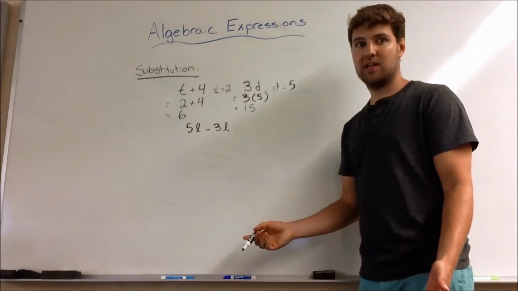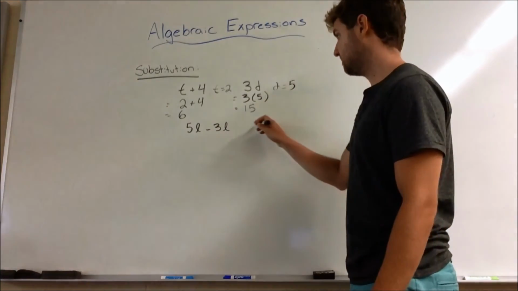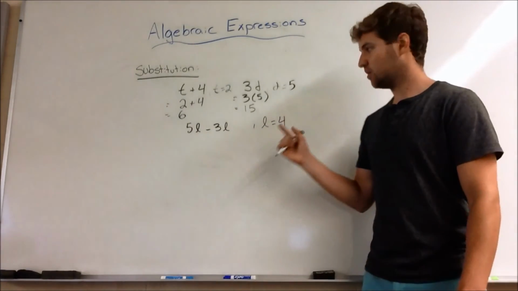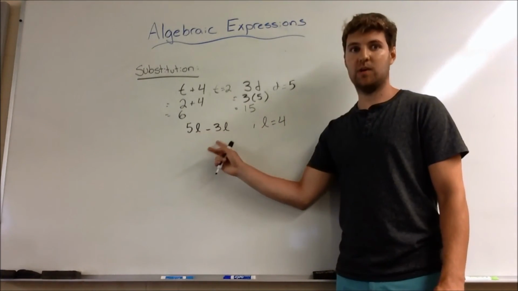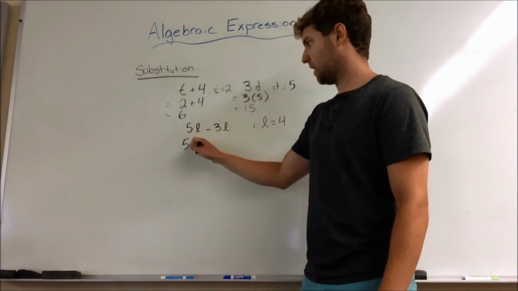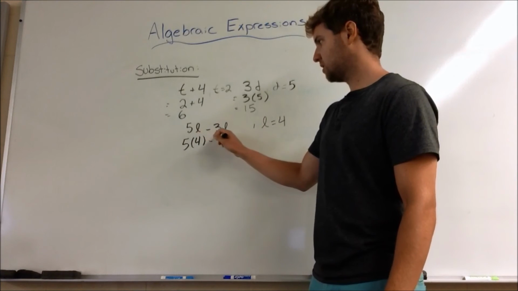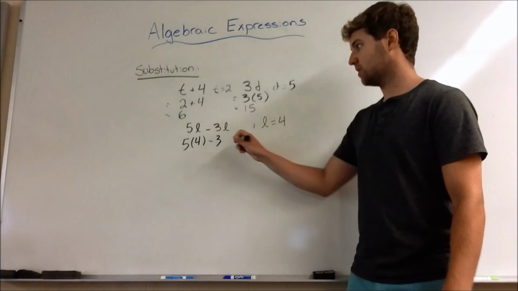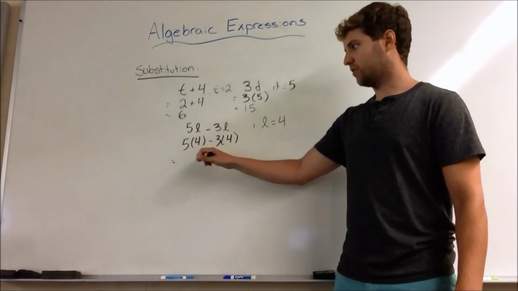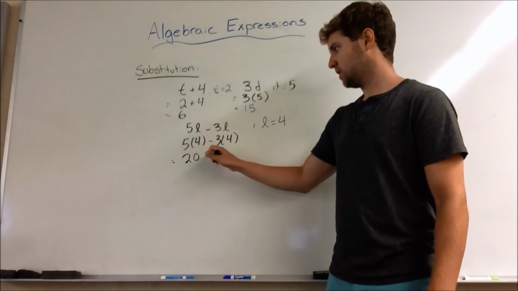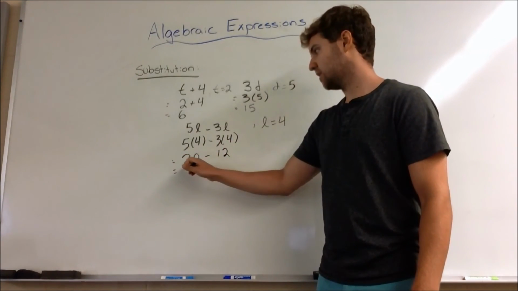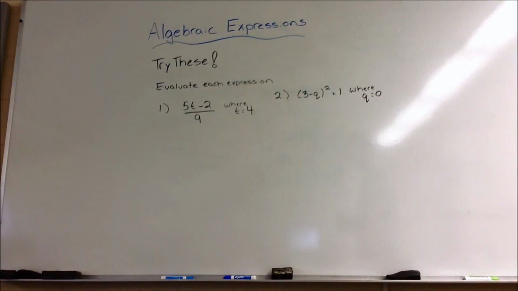Let's look at the last one. Let's say L is 4. That means I can substitute 4 in anywhere I see an L in my expression. So this L here is equal to 4. Subtract 3. This L as well is equal to 4. So 5 times 4 is 20. Subtract 3 times 4 is 12. So this would evaluate to 8.